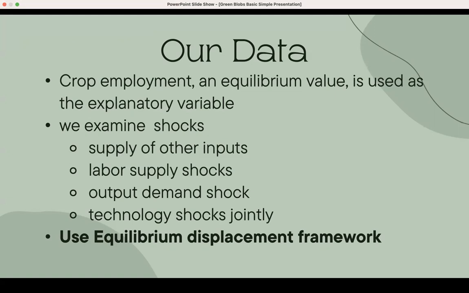The shocks we're going to look at specifically are how labor supply shocks, shocks to the supply of other inputs, output demand shocks, and technological shocks jointly affect equilibrium quantities and prices within farm labor markets, and how these contribute to the correlation between crop output and equilibrium employment. In this, we're going to use an equilibrium displacement framework.